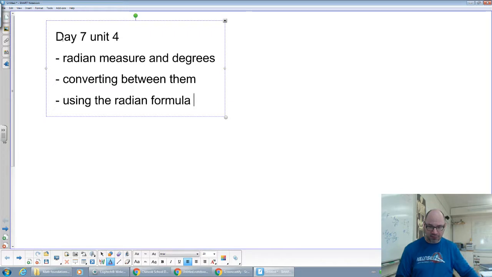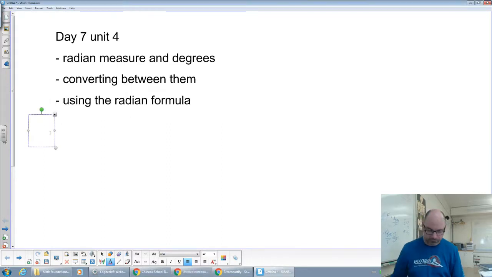Okay, if you took pre-cal 20 already, you probably know how to do this, which is good if you did. If you didn't, that's okay, because we're going to do it here. So let's take a look at what we talk about with radians. We'll start off with radian measure.